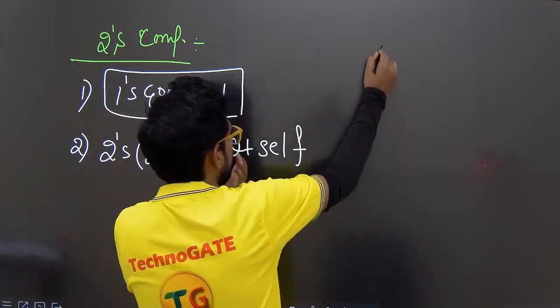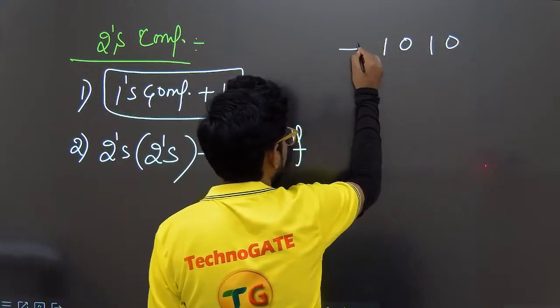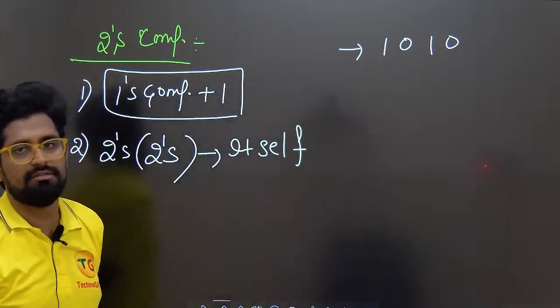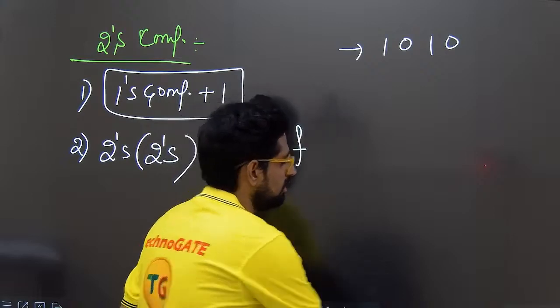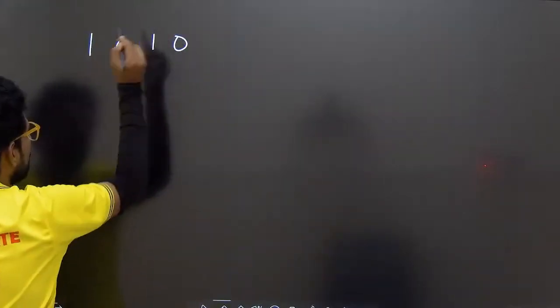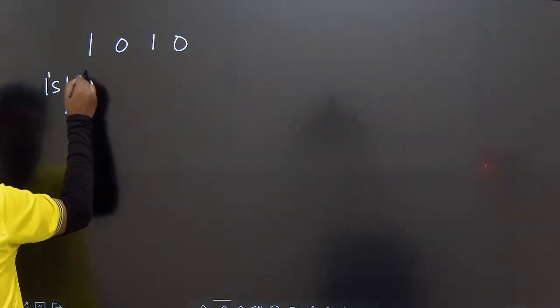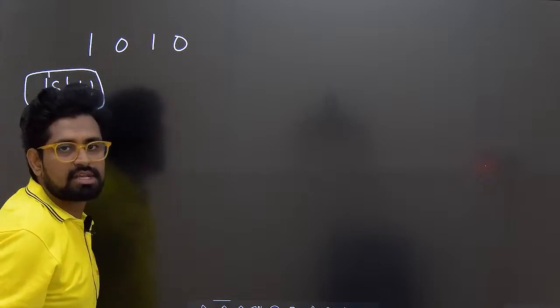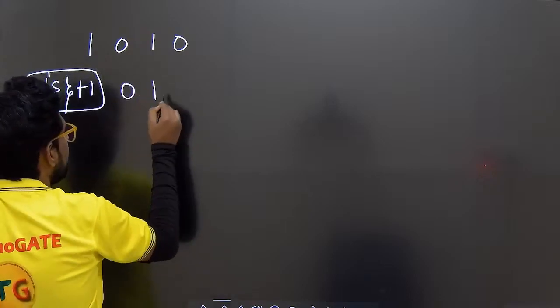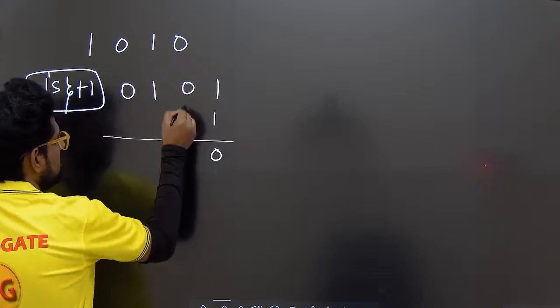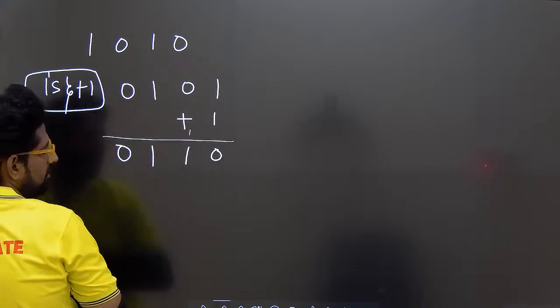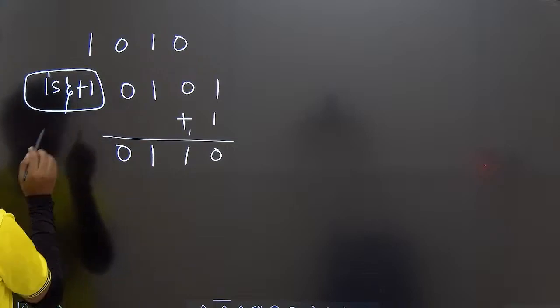Take 1 0 1 0. Perform its 2's complement first. There are 2 methods to do 2's complement. Let me take you to another slide. 1 0 1 0. In the first method I will do 1's complement, then I'll add 1. What is its 1's complement? 0 1 0 1. Then I will add 1. 1 1 1 0. This is the 2's complement.